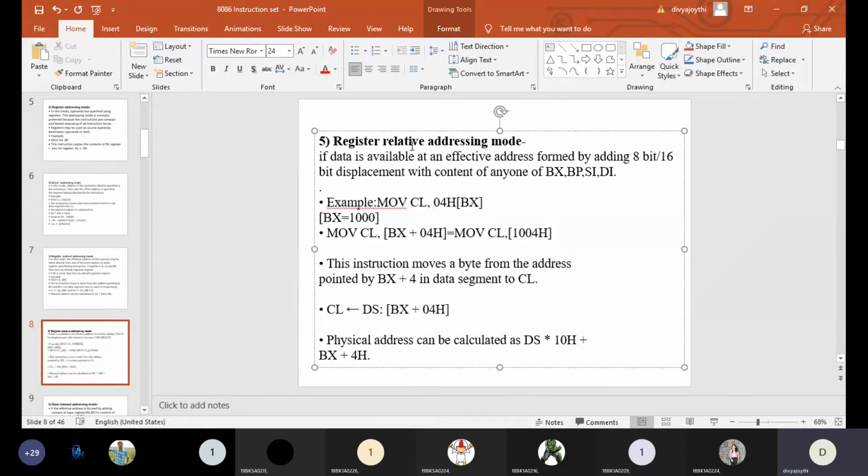Whenever you find the word relative, remember that the instruction will contain a displacement value. So that is about the register relative addressing mode. And the next addressing mode is the base indexed addressing mode.